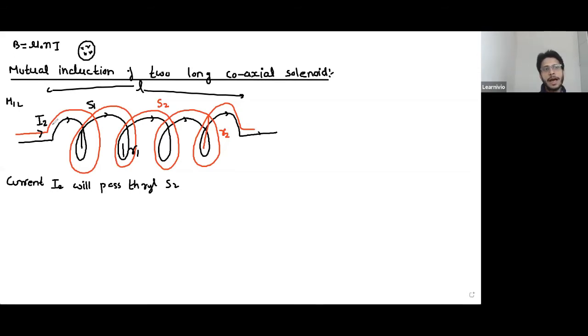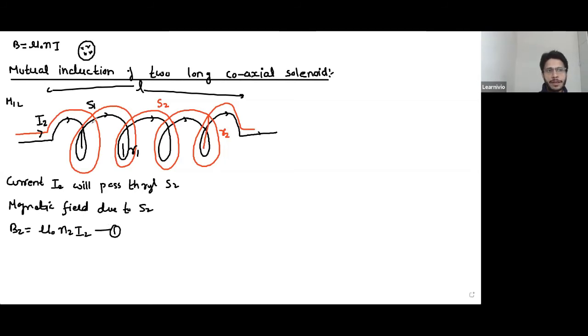So when current I2 passes through the second coil, the second coil will definitely generate some magnetic field. So the magnetic field due to S2 will be B2, which is mu naught N2 I2. I call this equation number 1.